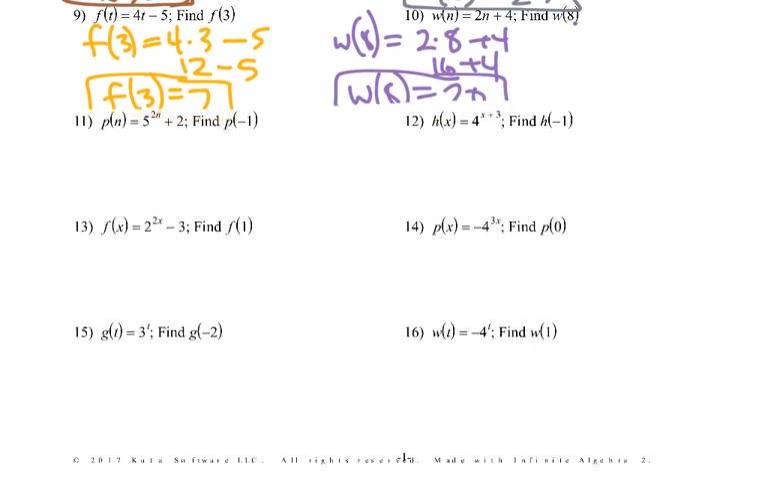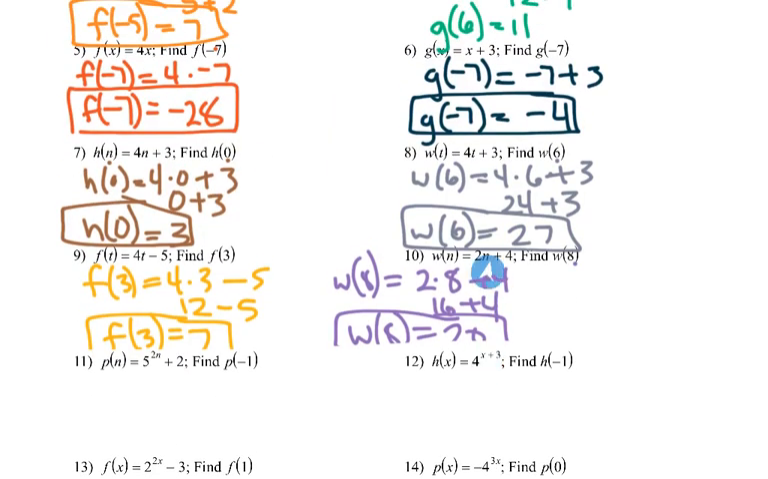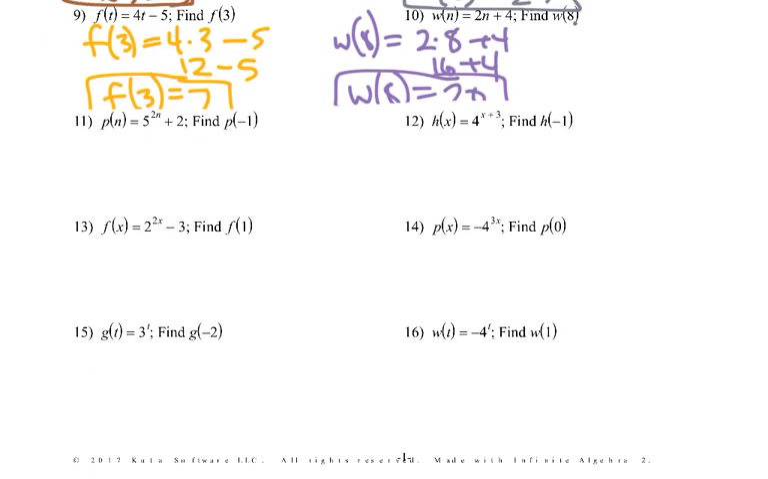Now notice here we've dealt with linear, because they were all multiplication. Now we're dealing with some exponential because it's got the power. But we treat it the same way. So let's take a look at number 11. So, input of negative 1. So I go P of negative 1 equals 5 to the 2 times negative 1 plus 2.